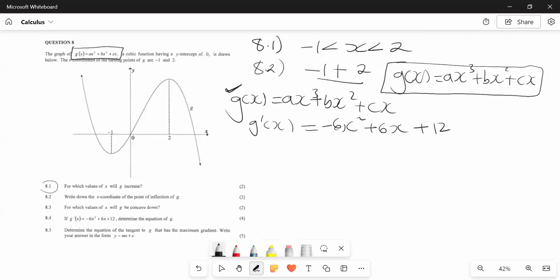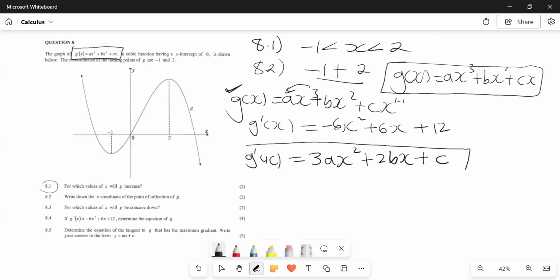We can just say g prime of x is equal to: you drop down the exponent and then subtract 1 from it. Now we have 3ax squared plus 2bx, so we are deriving it, plus c, because here we need to say 1 minus 1, which gives x to the power 0, which gives us 1, right? So this becomes our derivative.